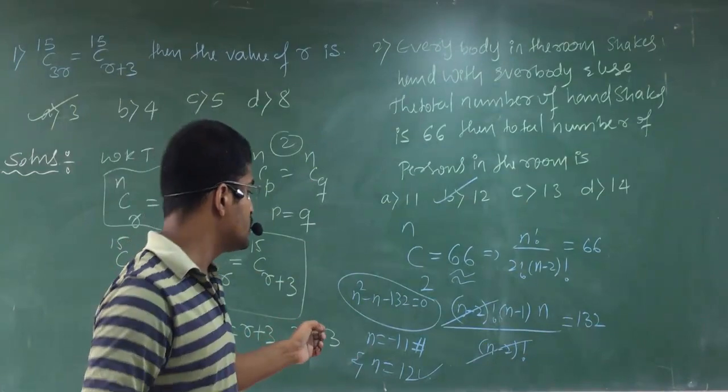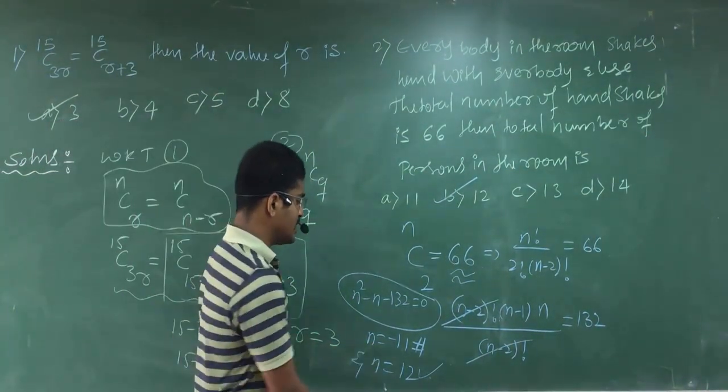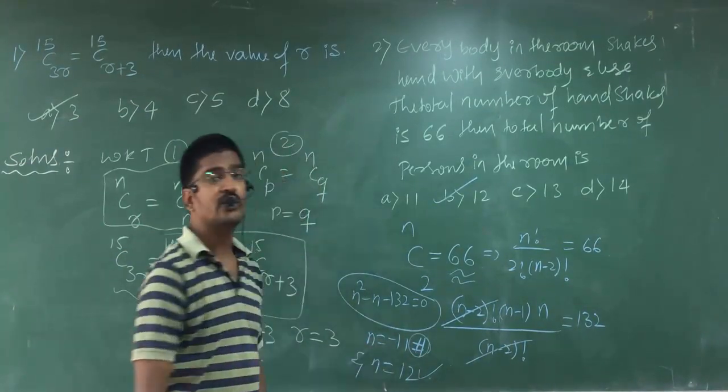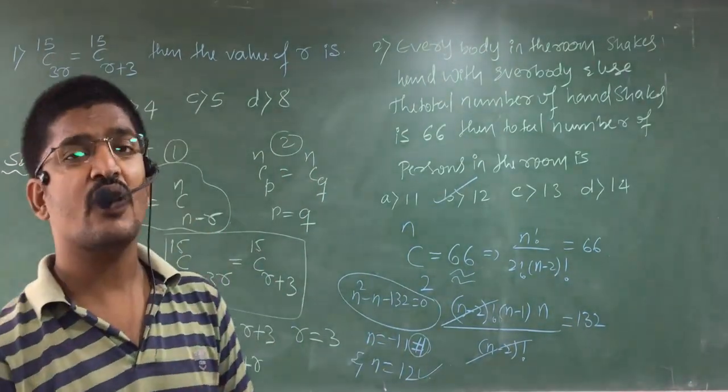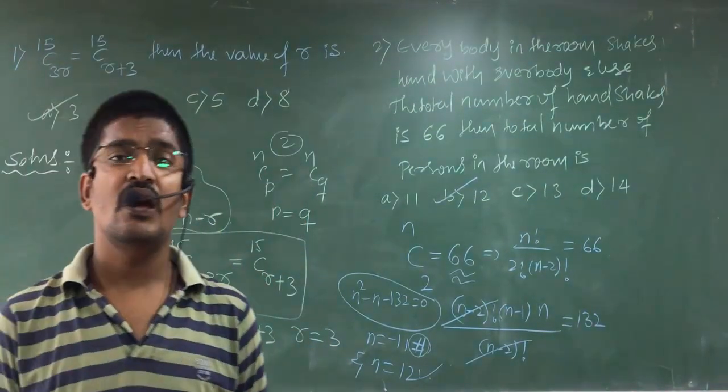So n equal to 12 will be your answer, because n equal to minus 11 cannot be your answer, just because the count of people cannot be negative. Therefore n equal to 12 will be your answer.